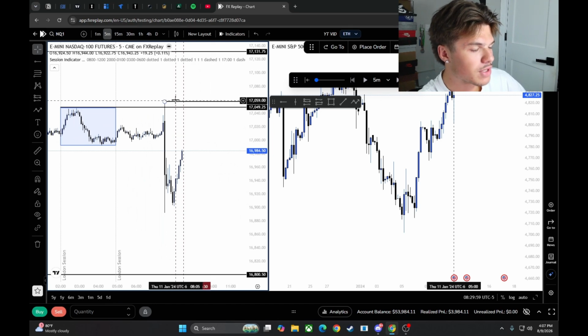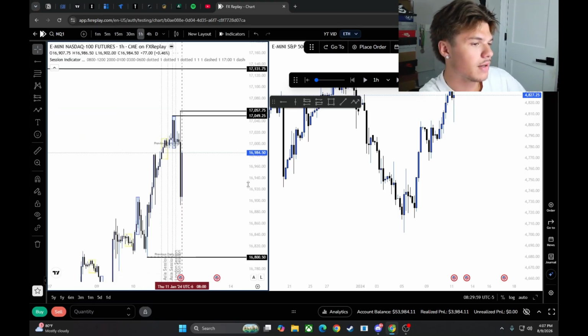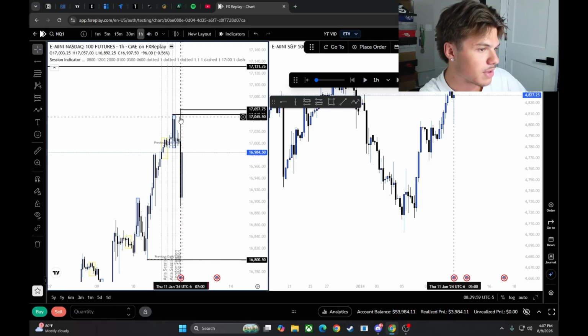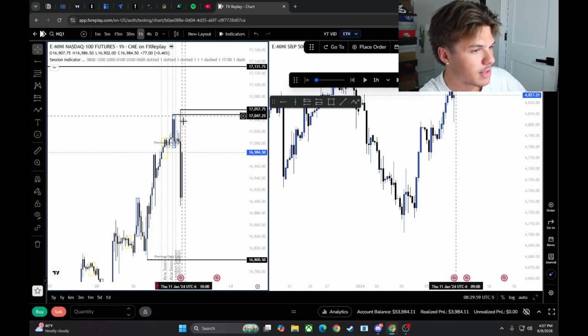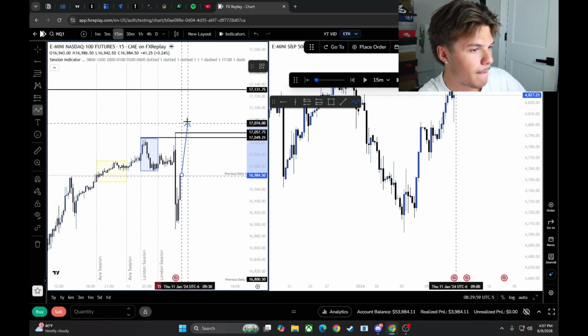But I wouldn't even want to target this. Me personally, I don't really love targeting data wicks. I don't know, I just don't like it. And the fact that it swept London high and rejected it makes it protected. So what I'd rather see is just something like this.